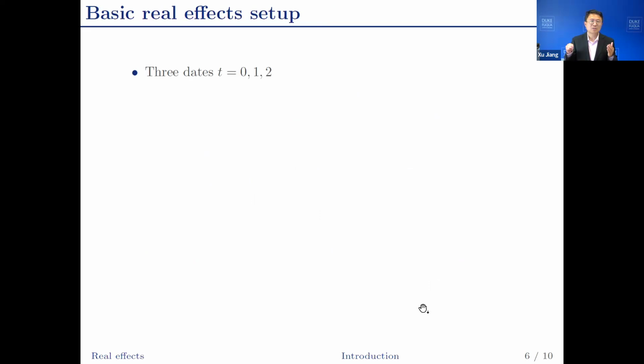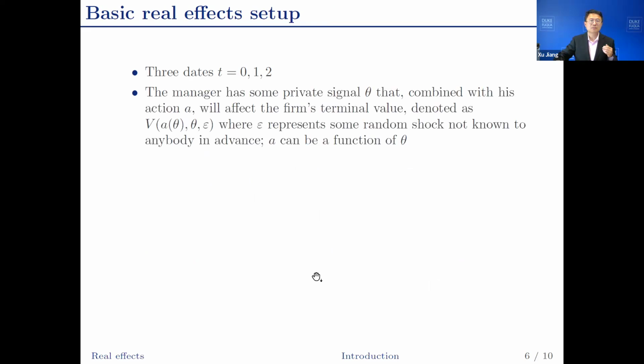And let's illustrate that using a simple model, which is also the basic setup of pretty much all the real effects models. There are 3 dates. The manager has some private information, theta, and the manager is going to choose some action A based on theta. The private signal theta, as well as the manager's action, is going to affect the firm's terminal value, V. And V is also affected by some random shock epsilon, not known to anybody in advance.